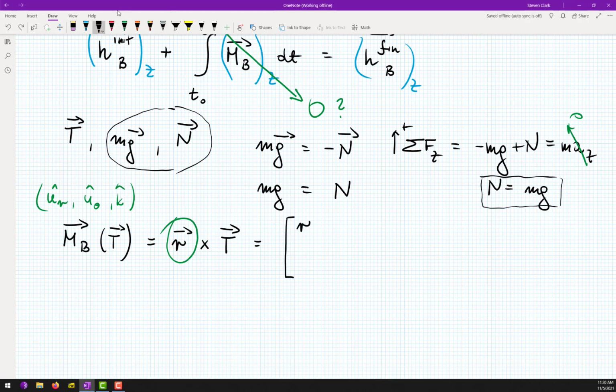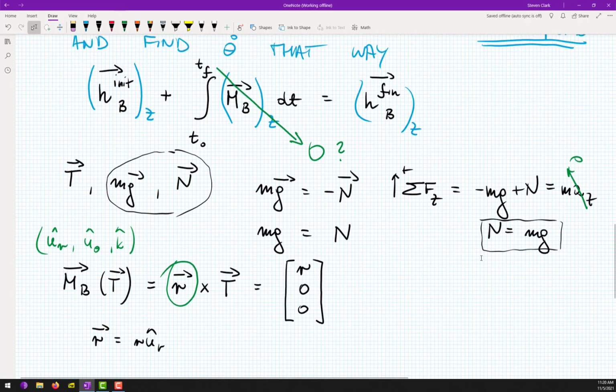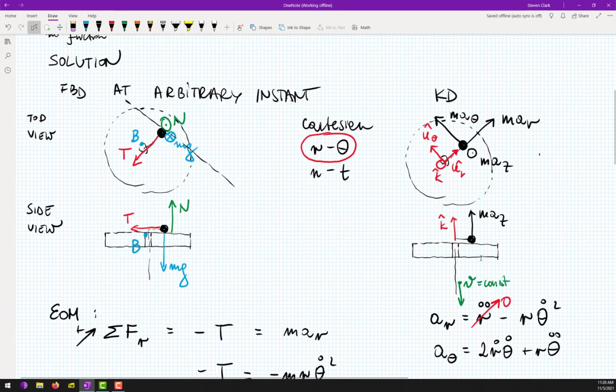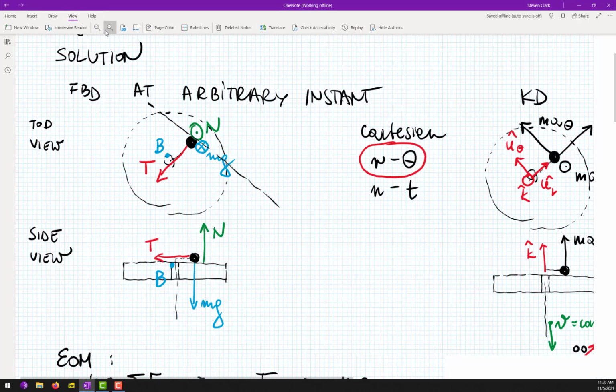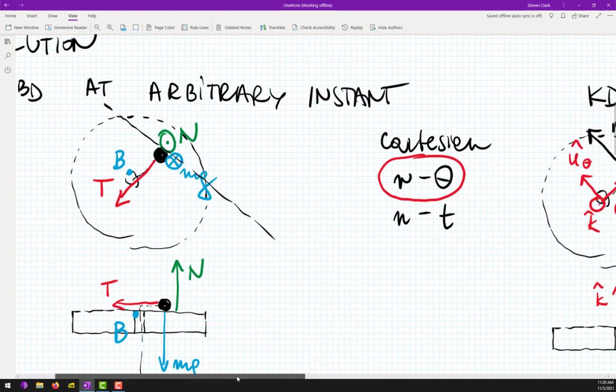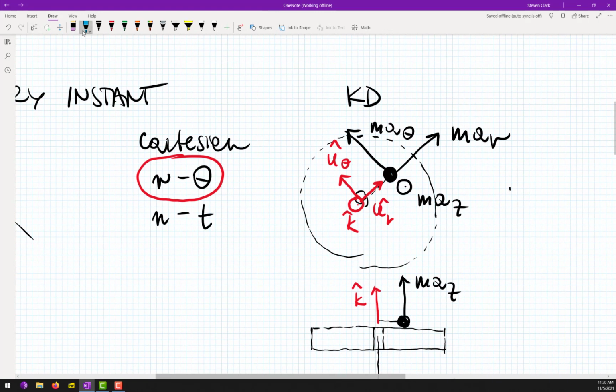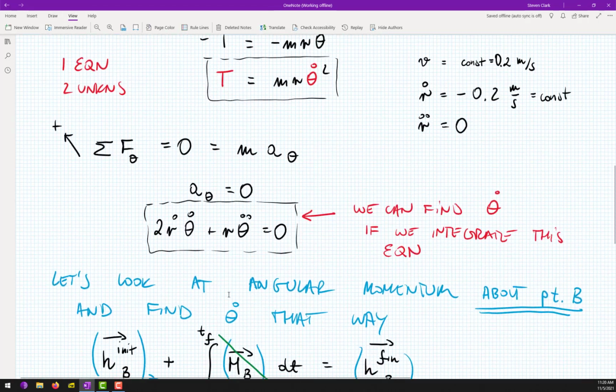Perfect. Yes. r, 0, 0. Exactly. Yeah, because r is equal to r u r. In other words, if I zoom in here, you guys can clearly see that our r is aligned with u r, yes? And now I would like to express T as well in that coordinate system.